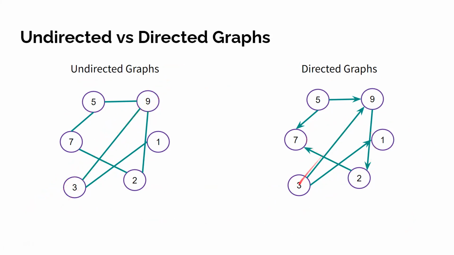Versus a directed graph can be like only one-way streets, where once you get from 3 to 9, you can't go back to 3, at least not in the conventional manner. You have to go around and see if you can get back to 3. So once you follow the arrow, you can't go backwards.